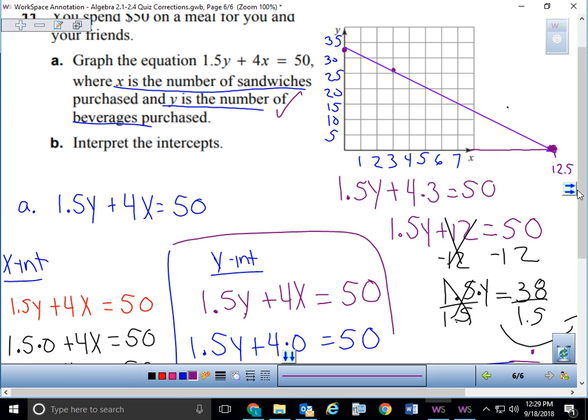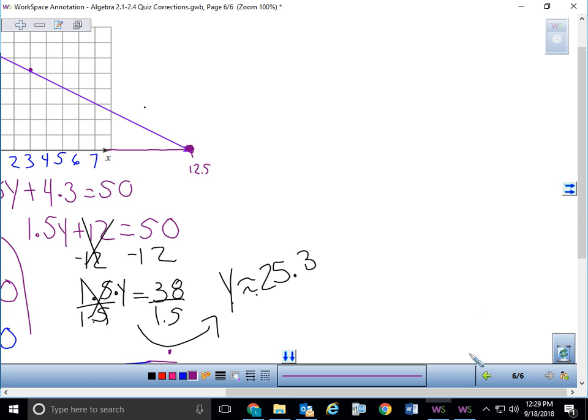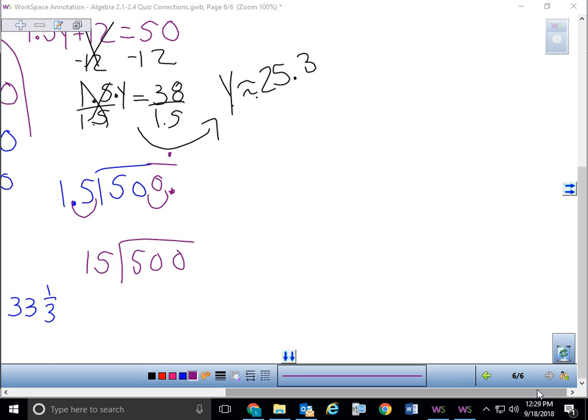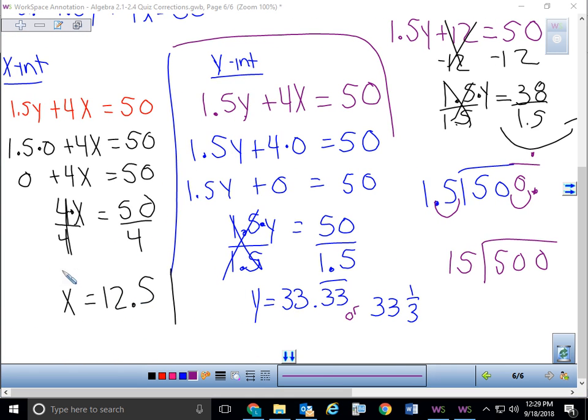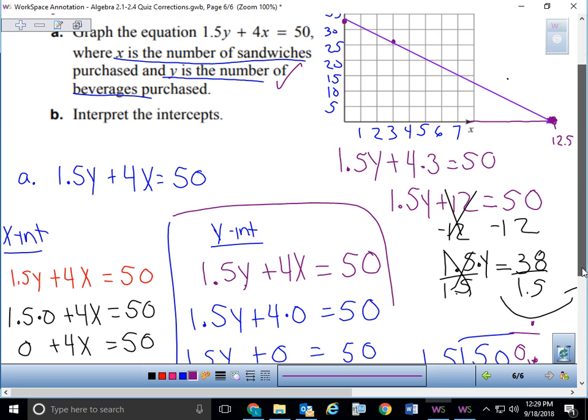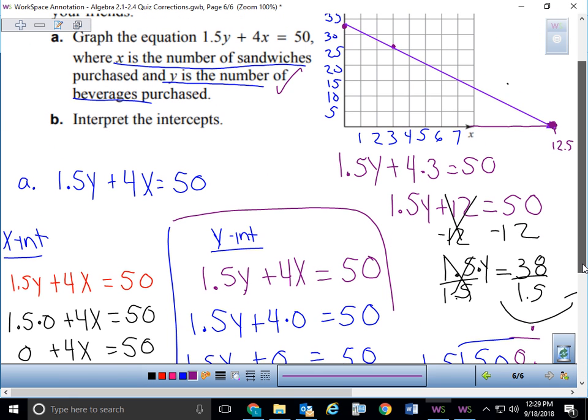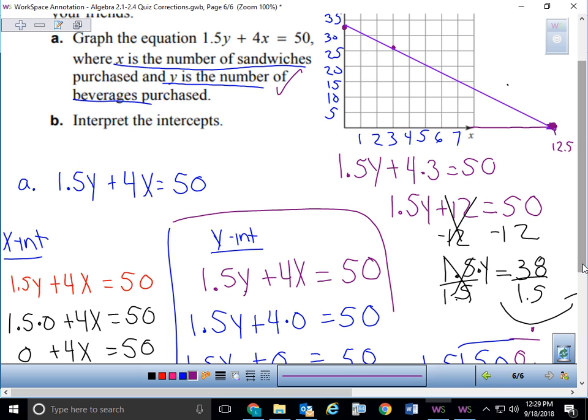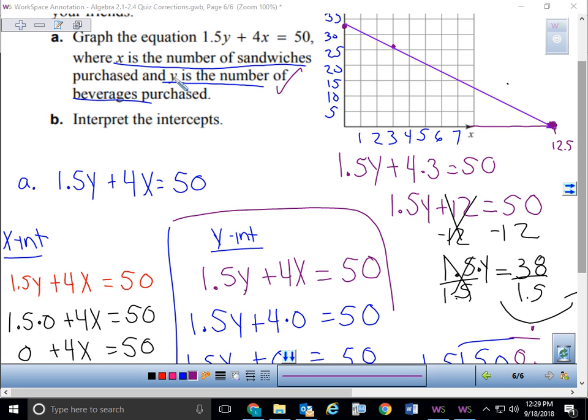Part B says interpret the intercepts. Okay, well at least I know what those are. So here I found my intercepts. I know that my x-intercept is 12.5. My y-intercept is about 33.3. To interpret means you are explaining in words what this means. To do that, you have to look at what the variables represent. X is the number of sandwiches. Well, the x-intercept means I plugged in 0 for my y, which means I didn't buy any beverages.